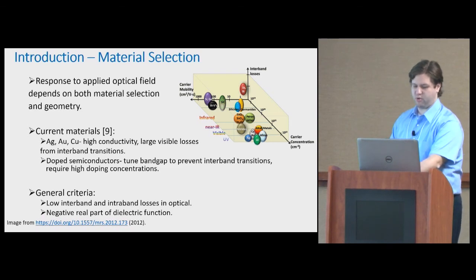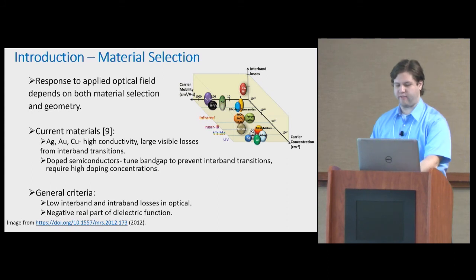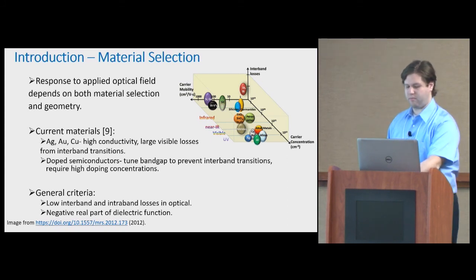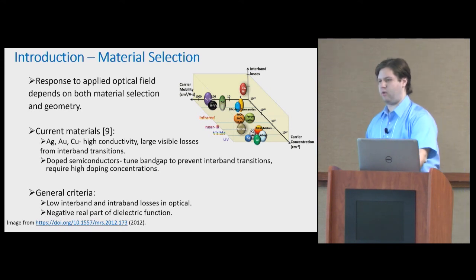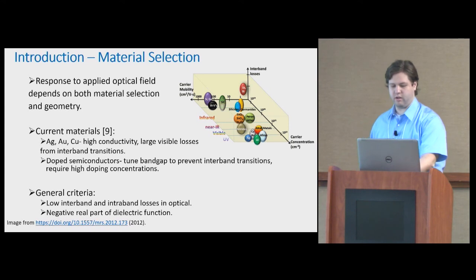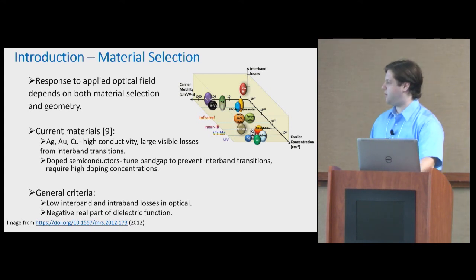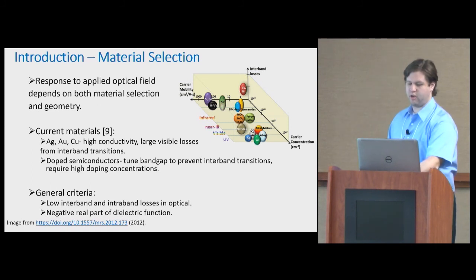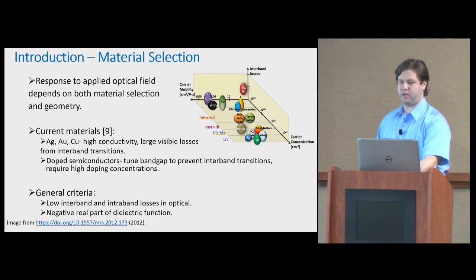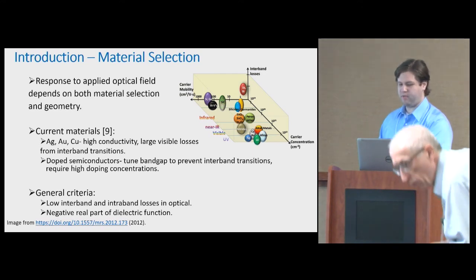So for instance, there are noble metals, gold, silver, copper, which are good because they have high conductivity, but they suffer from large visible losses from interband transitions. So while they could work well at IR frequencies, they're not as good in optical. Another choice is doped semiconductors. In these, you can tune the band gap in order to prevent interband transitions, but they can require high doping concentrations, which may make them unstable.